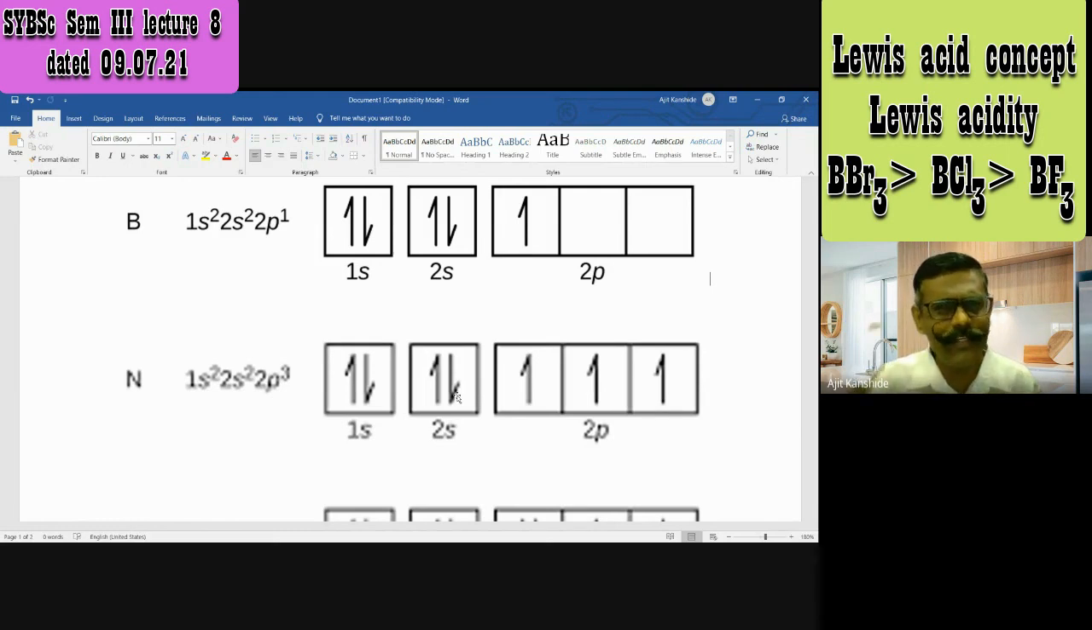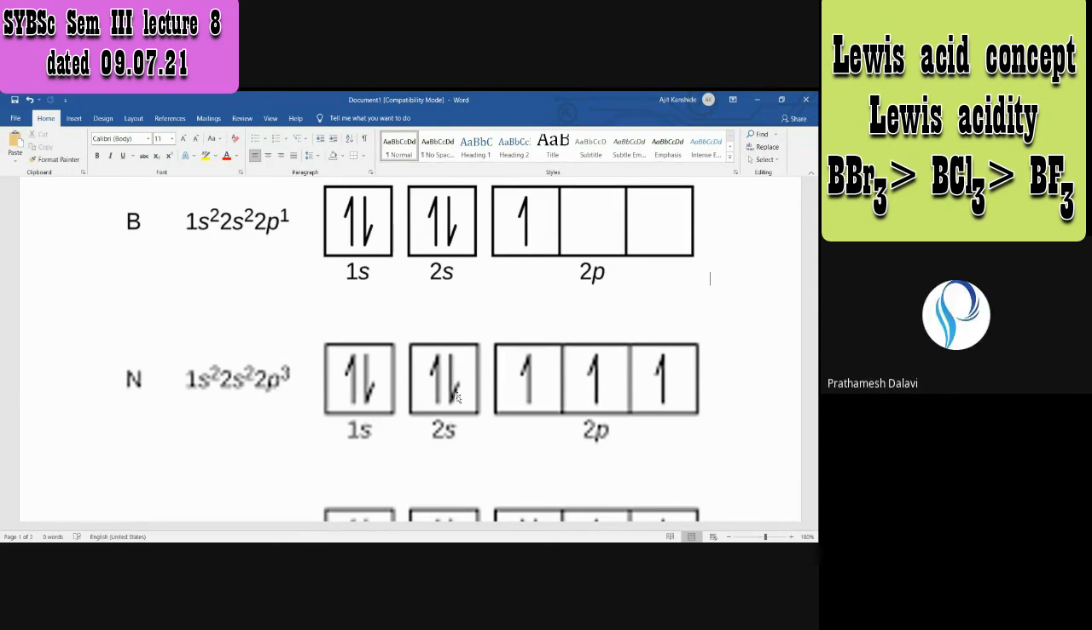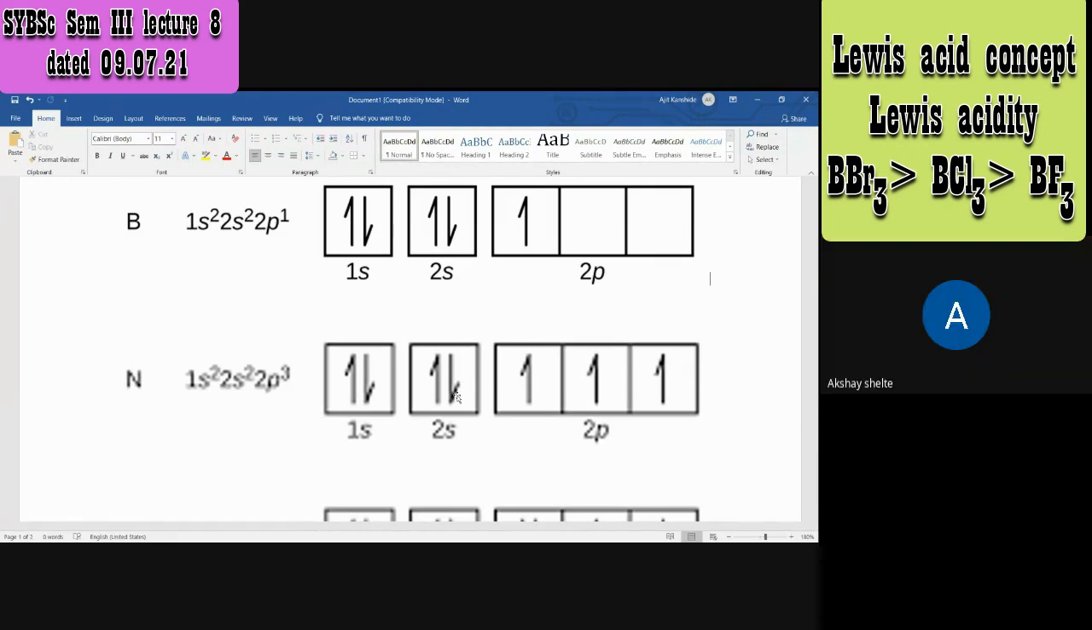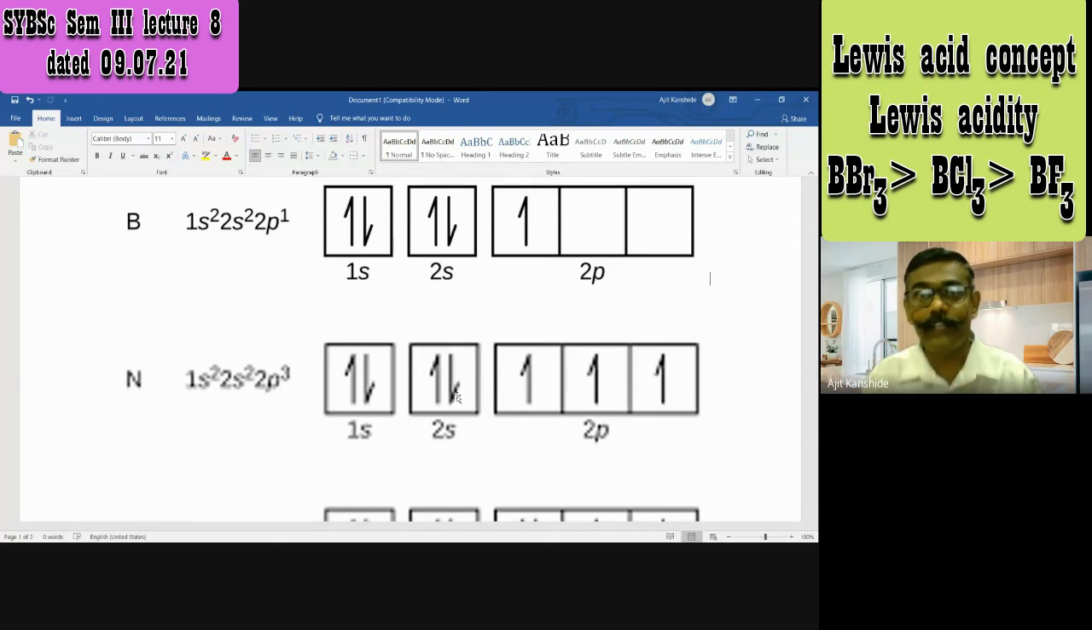But are you finding BBr, BCl, BF or BH? Have you heard such names? No, it seems absurd. On the other hand, which names have you heard? BH3. Right. You have heard BF3, BCl3, BH3. This means boron is forming three bonds, so boron should have three unpaired electrons.